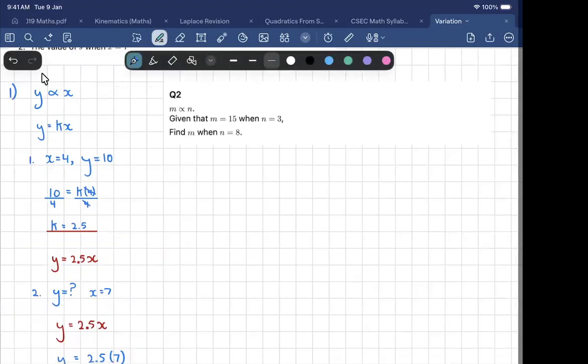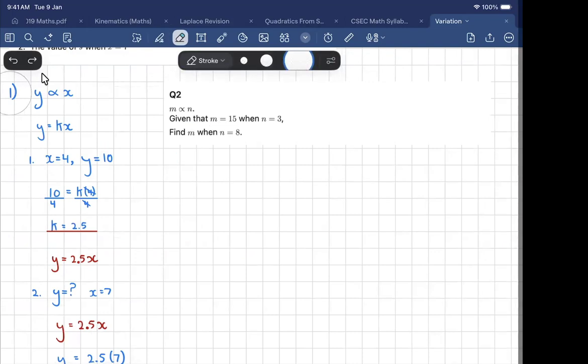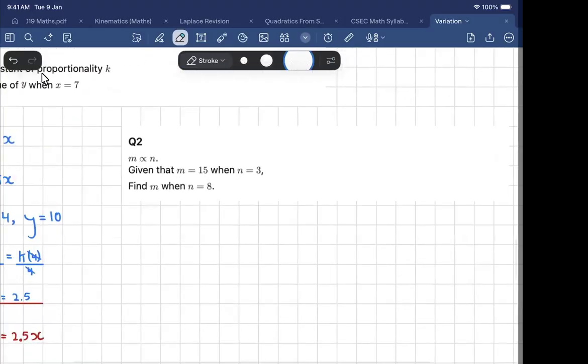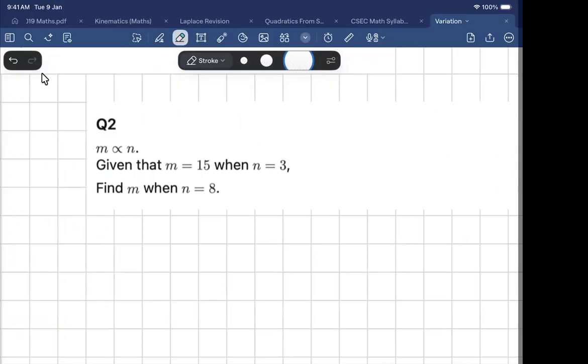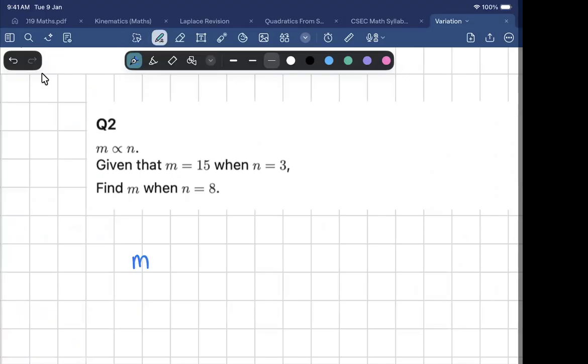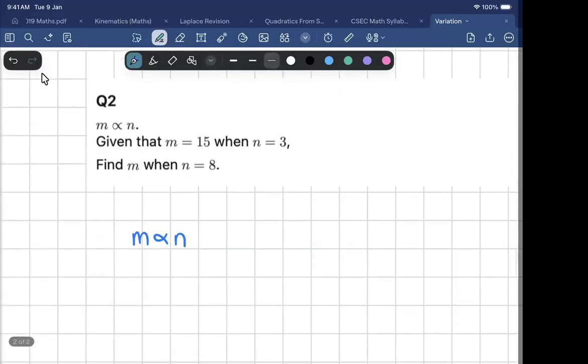So Ria, read question two for me. You could zoom in a bit. M is directly proportional to n, given that m equals 15 when n equals 3. Find m when n equals 8. So this might seem a bit more complicated, but I assure you, it is the exact same kind of steps. I promise you.